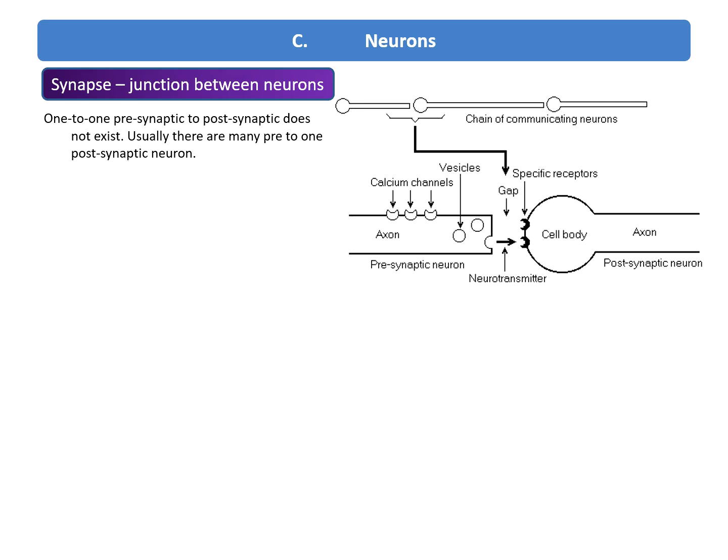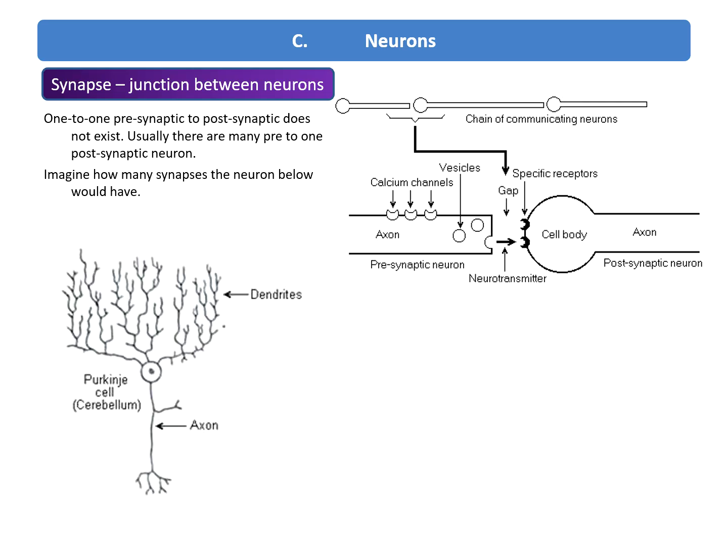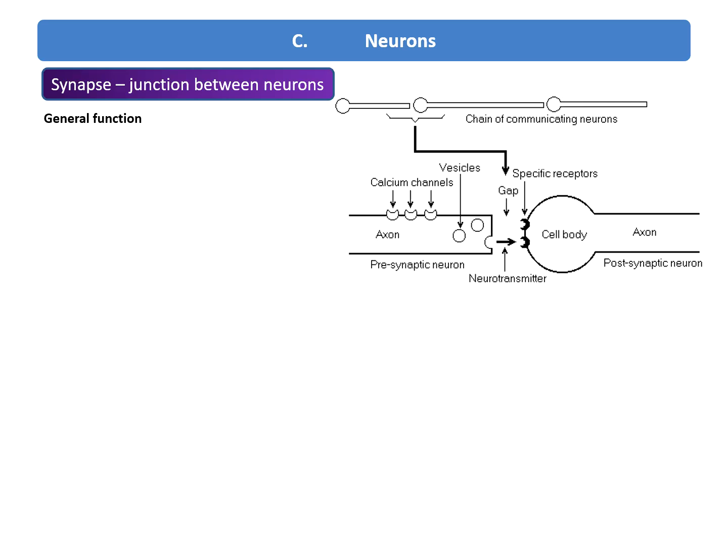One-to-one presynaptic to postsynaptic neurons generally does not exist. Usually there are many presynaptic neurons to one postsynaptic neuron. Imagine how many synapses the neuron below would have. If you count the tips of the dendrites, there may be 50 or 60 synapses.